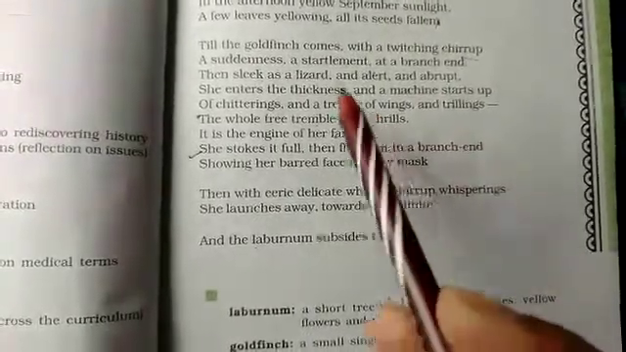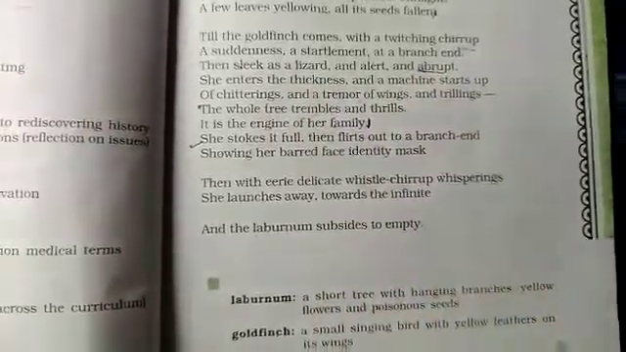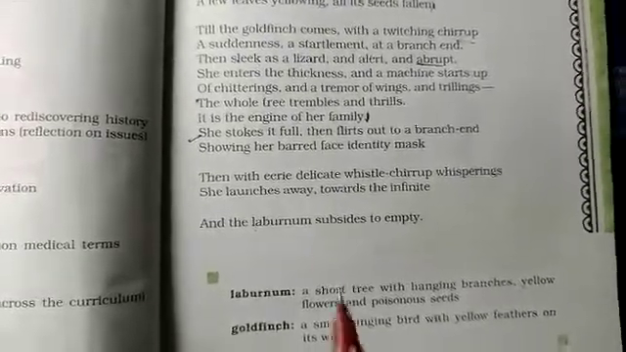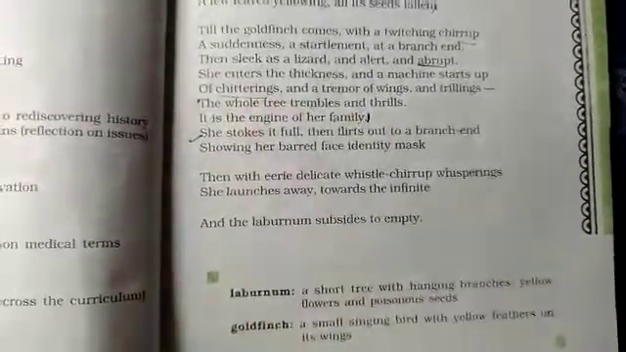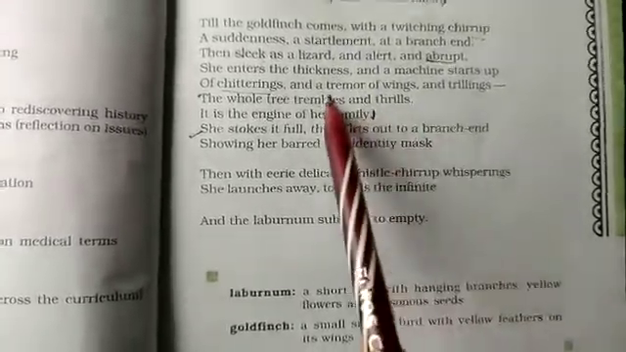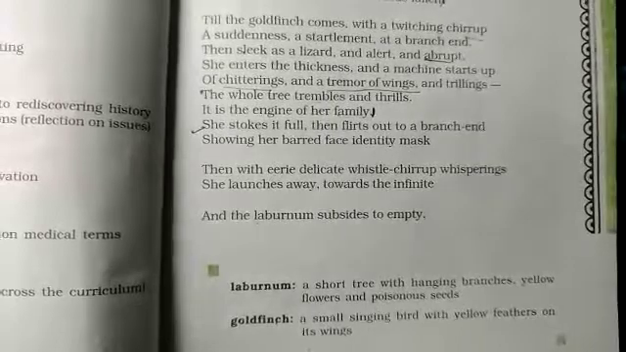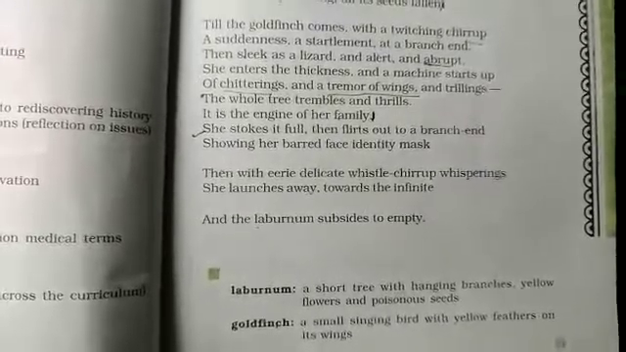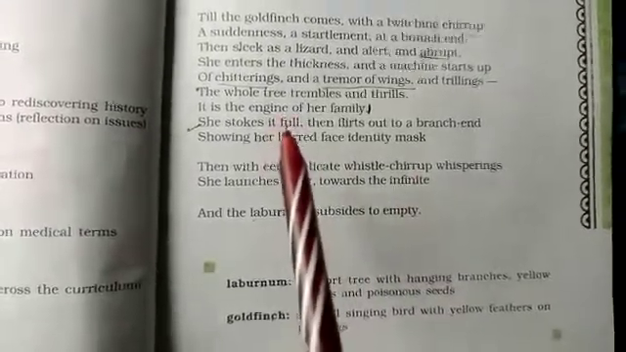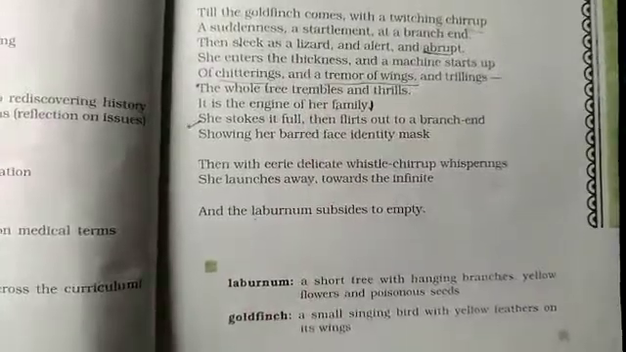Sleek. Sleek means smooth. Next one is abrupt. Abrupt means sudden or unexpected. Chitterings. Chittering means imitating sound of a bird. And tremor of wings. Tremor of wings means involuntary vibration of the wings, and you can say farfadana. Okay, and we also can say that it's shivering. And the next one is trembles. Trembles means to shake.